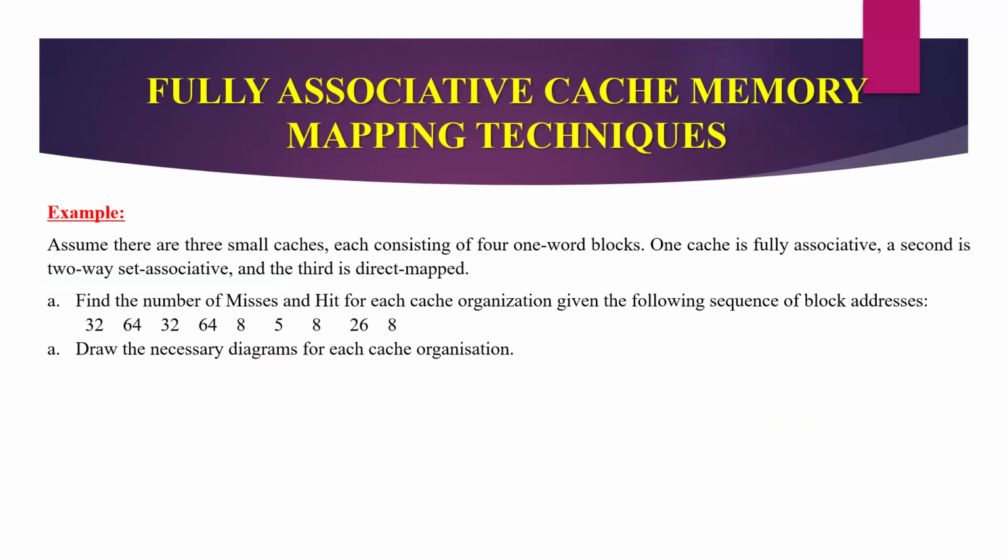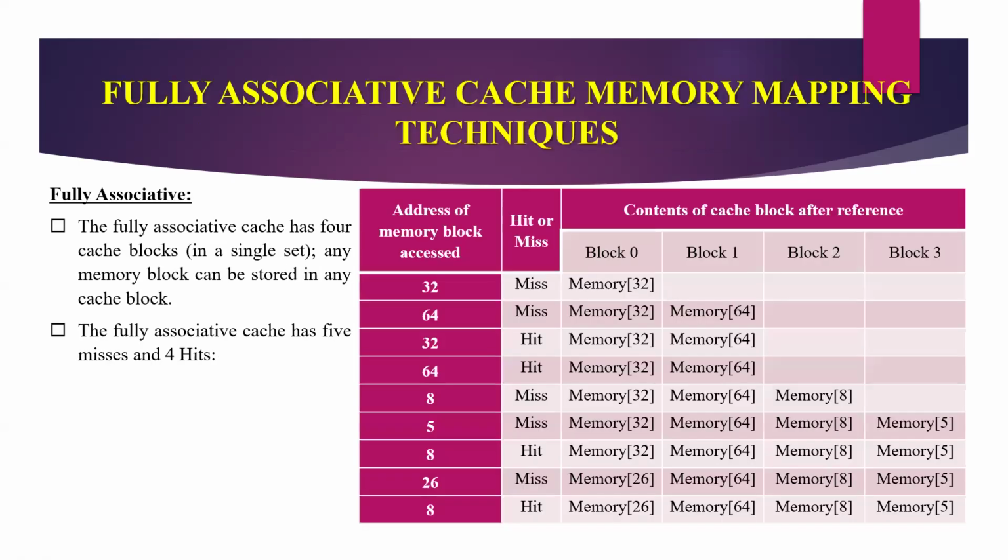The same example I have to take. Assume there are three small caches, each consisting of four one-word blocks. One cache is fully associative, the second is two-way set associative, and the third is direct mapped. We have to find the number of misses and hits for each organization given the following sequence of block addresses, and draw the necessary diagram for each cache organization. So this is the fully associative cache memory mapping technique.